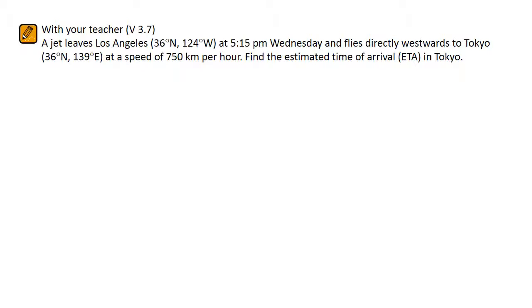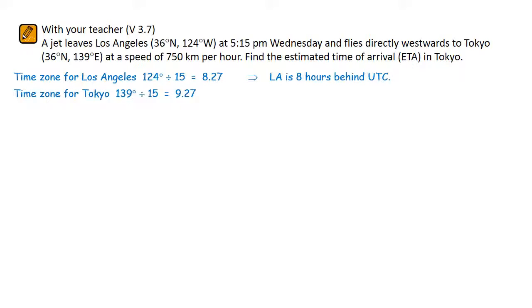This is another estimated time of arrival question. First, we'll find the difference in zone time. Take Los Angeles longitude, 124 degrees west, divide it by 15 and round it to the nearest whole number. That's 8. And because Los Angeles is to the west of the prime meridian, Los Angeles is 8 hours behind Universal Time Coordinated. Tokyo's longitude is 139 degrees east. Divide it by 15 and round to the nearest number, that would be 9, and because Tokyo is to the east of the prime meridian, Tokyo is 9 hours ahead of UTC. In all, Tokyo will be 17 hours ahead of Los Angeles.